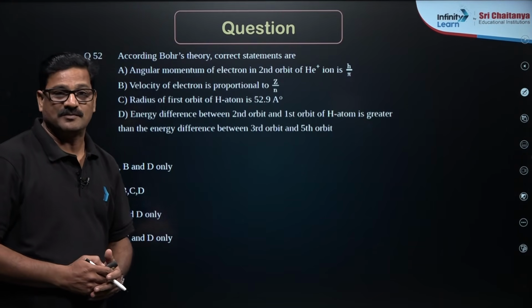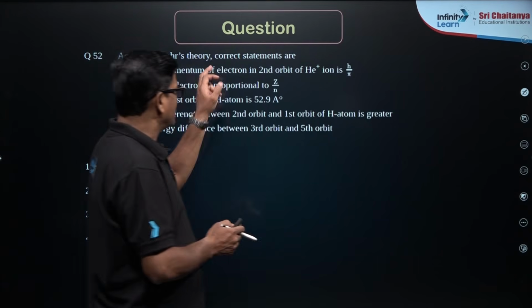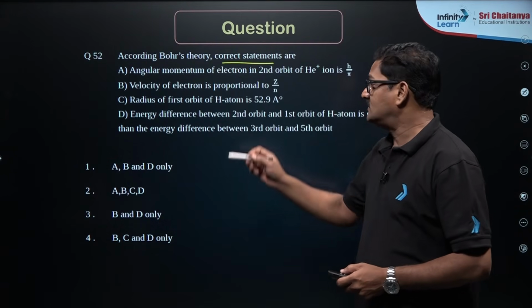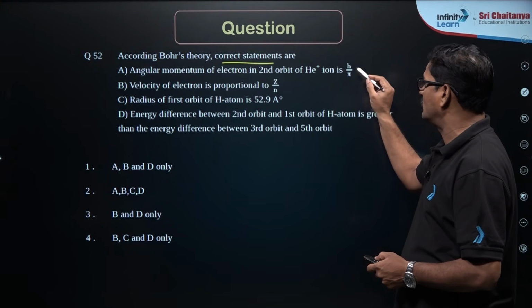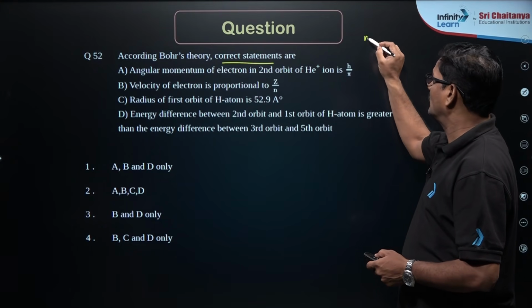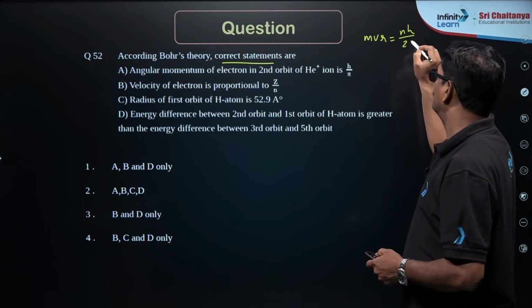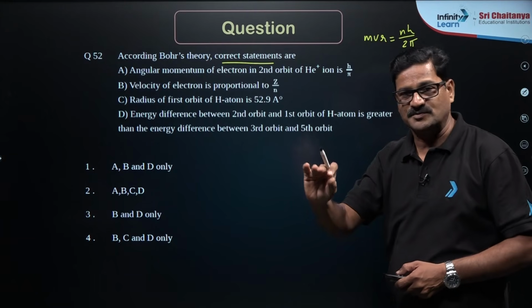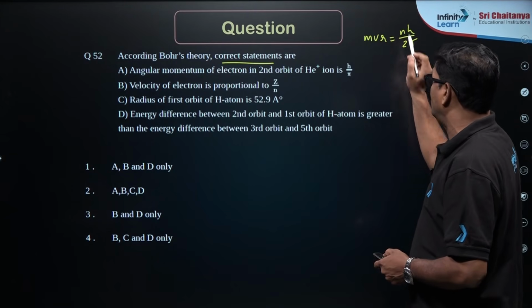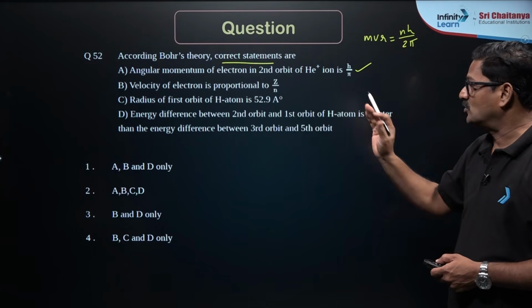Students, this question is from Bohr's atomic theory. According to Bohr's theory, correct statements are: it is said that the angular momentum of the electron in the second orbit of He+ is going to be h by pi. So mvr is equal to nh by 2 pi. It is true for hydrogen and hydrogen-like species. For the second orbit, n is equal to 2. So 2h by 2 pi, h by pi, true.